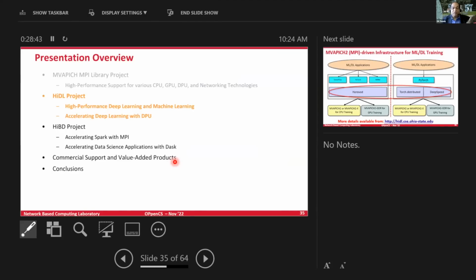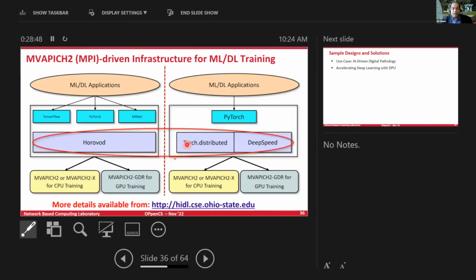I'll quickly move into the other aspects, high performance deep learning and machine learning. As many of you know, the community is heavily using TensorFlow, PyTorch, MXNet, etc. And some of you might know there is a lower level middleware called Horovod, Torch Distributed, DeepSpeed, etc. So what we have done, we have actually linked our MPI library there. Of course, there are competing libraries, NVIDIA has NCCL, AMD has RCCL, but since the MPI library has already been there, it provides all the solutions. So the question is, why don't we take advantage of those? And that's what we have done.